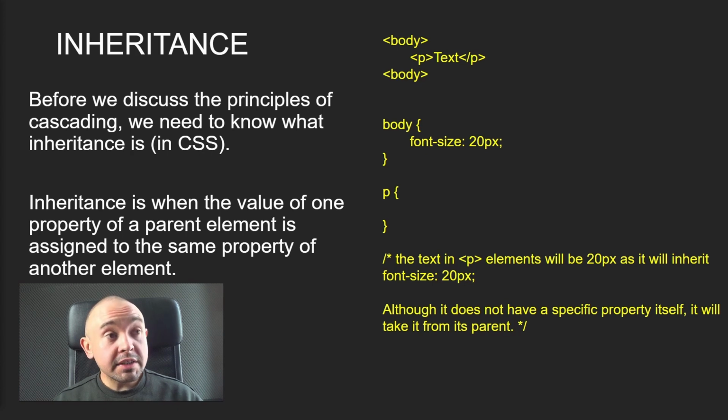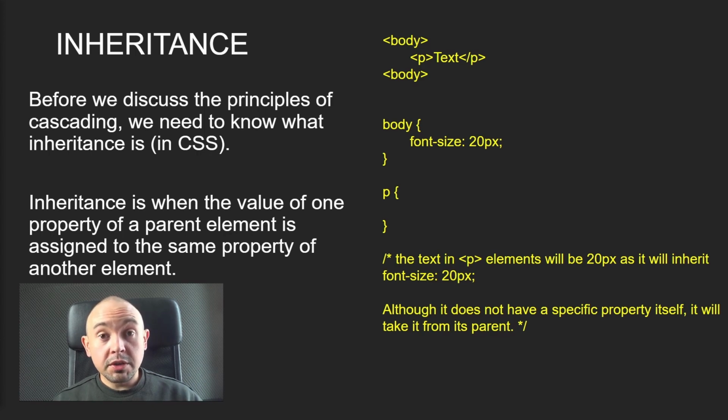On this slide, we can see an example of inheriting the font size property from the body element to the P element that is just inside the body element. The body element is the parent of the P element, and as a child, the P element will inherit the font size property of 20 pixels from its parent. We already know that even if we don't assign a font size property to the P element, the browser will create it anyway. The only question is which value will it assign to it.